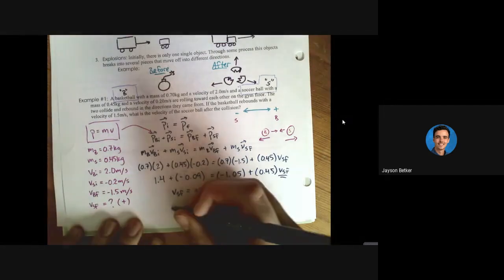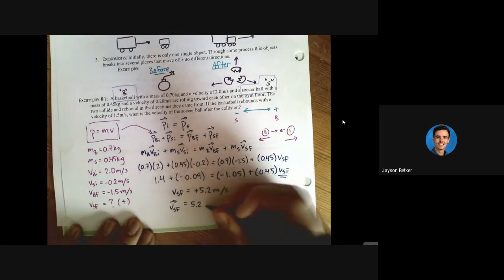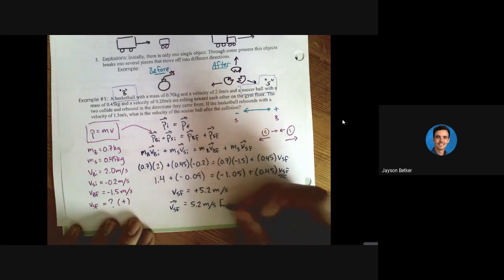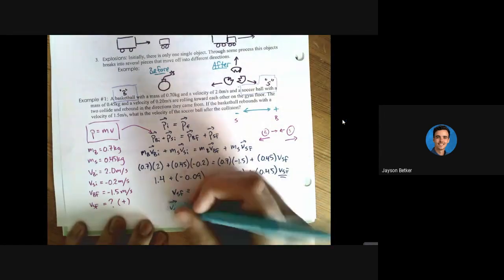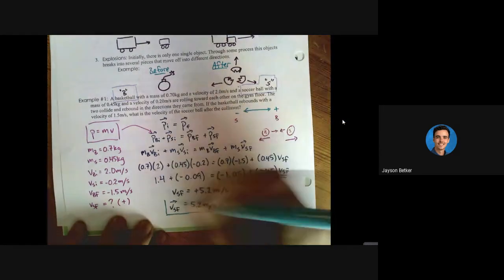So if I want to write this out as a vector, VSF is equal to 5.2 meters per second. We can say maybe to the right, just because of how I had specified that. So that is our final answer right there.